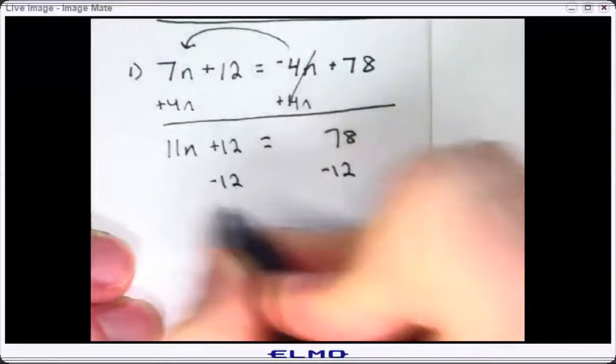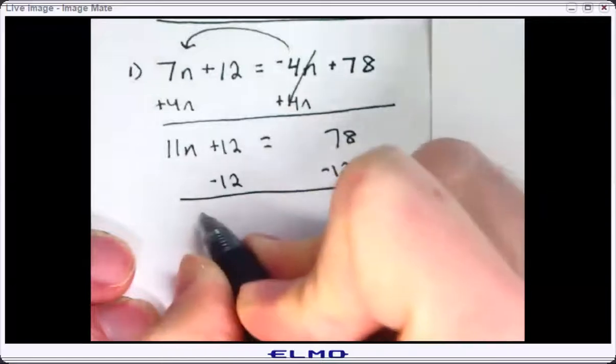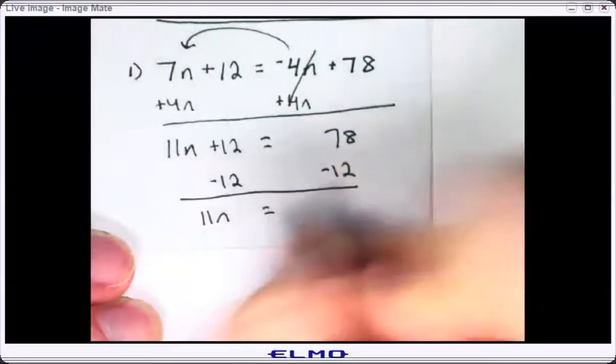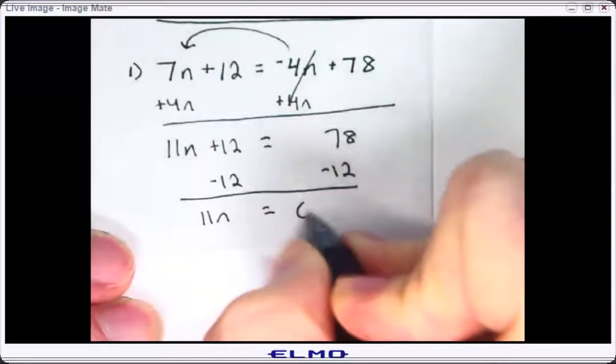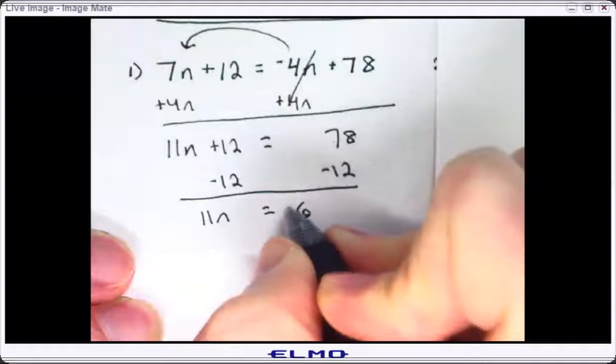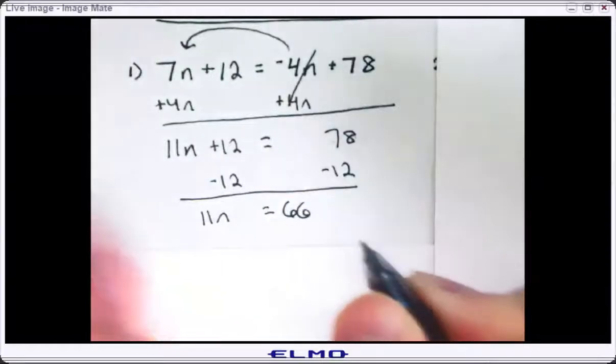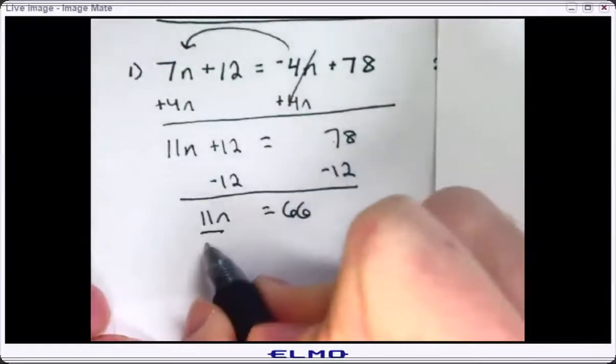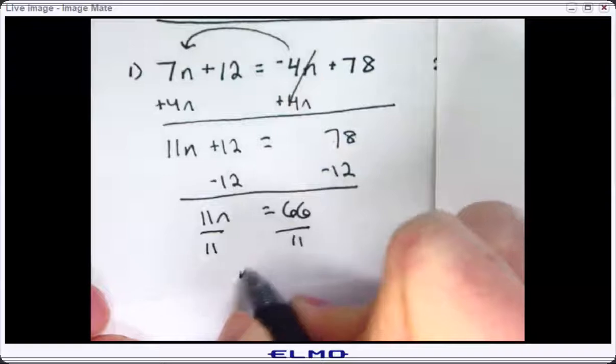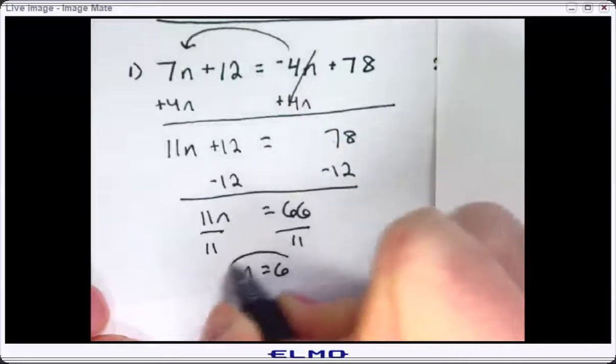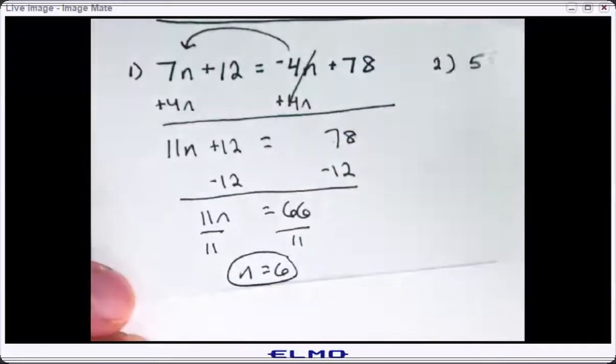So I'm going to subtract 12 from both sides. That leaves me with 11n on the left. And 8 minus 2 is 6. 7 minus 1 is 6. To get rid of times 11, I divide both sides by 11. And my answer is n equals 6.